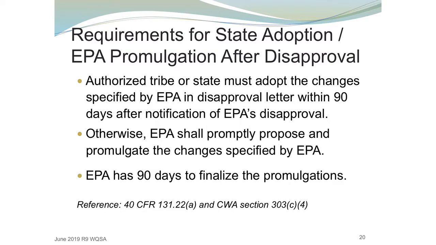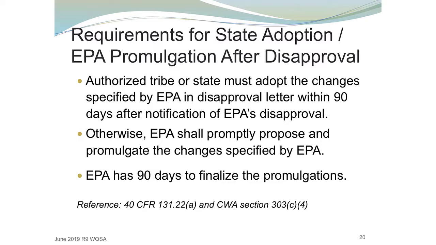Requirements for state adoption and EPA promulgation after disapproval. States and tribes must adopt changes specified by EPA in the disapproval within 90 days after notification. So that's another aspect. If we are disapproving, we can enter a negotiation with you to make the changes. If you don't, then we have to promulgate. And then EPA has 90 days to finalize the promulgation.